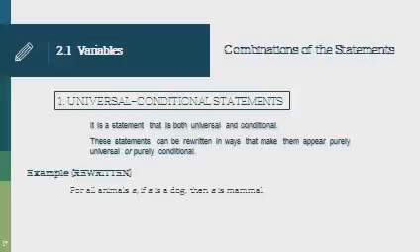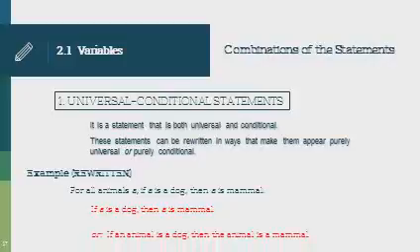Example. Yun pa rin ang binikin example. For all animals A, if A is a dog, then A is a mammal. Consider natin yun doon sa pangalawang statement na binasa ko kanina. This statement can be written in ways that make them appear purely universal or purely conditional. Kagaya niyan. If A is a dog, then A is a mammal. That is purely conditional. Or, if an animal is a dog, then the animal is a mammal.